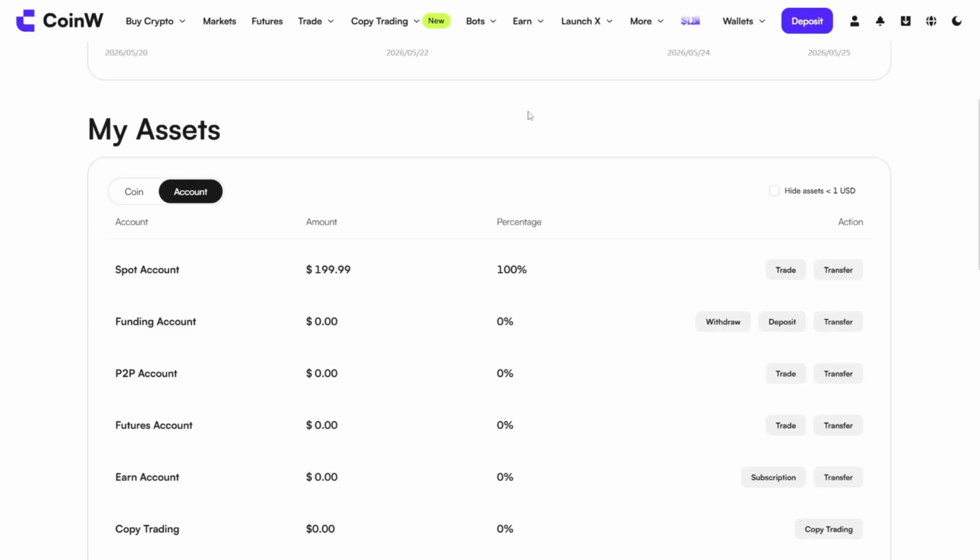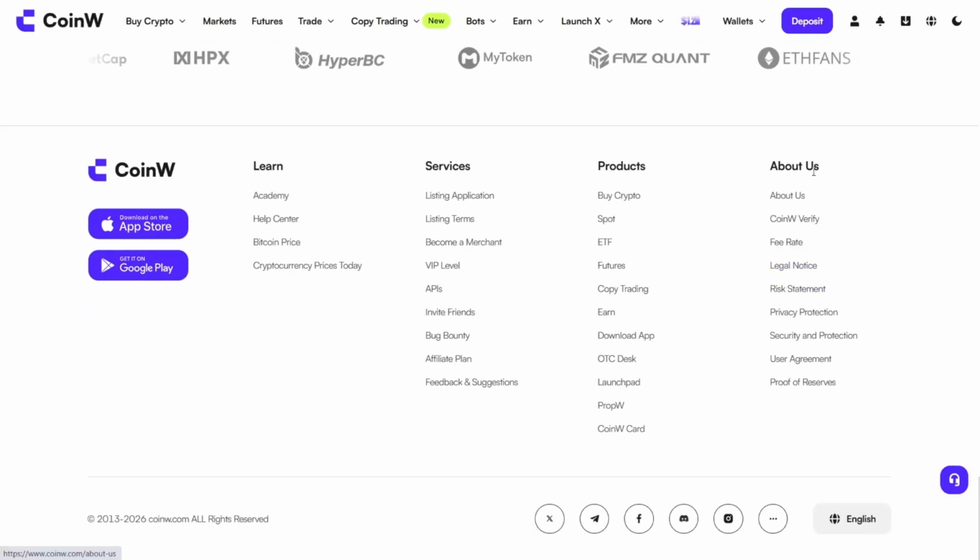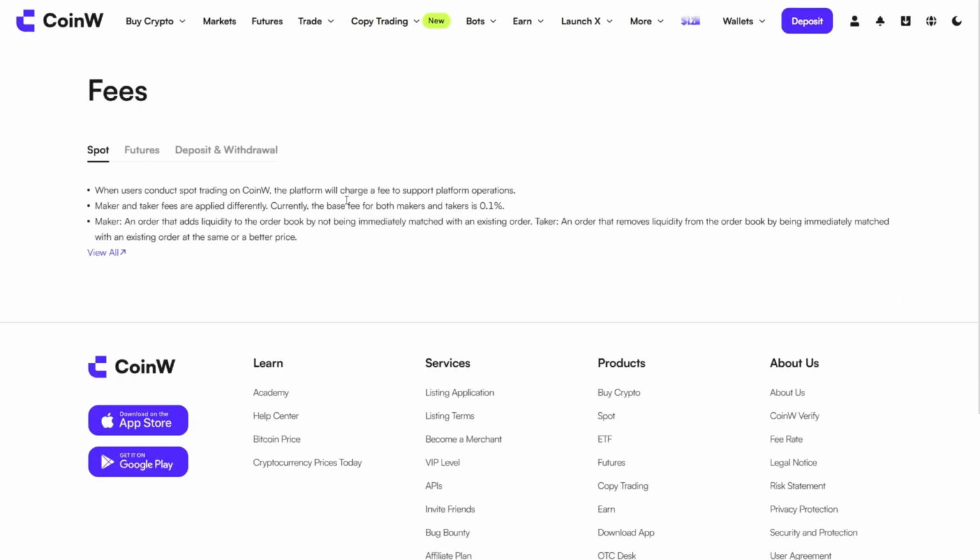Next, before we make any trades, we want to understand the trading fees on Coinw, so we're going to head back to the main page by clicking in the top left corner. And we are going to scroll all the way down to the bottom. And under About Us, we can see fee rate. Under spot fees, we can see that the base fee for both maker and takers is 0.1%.